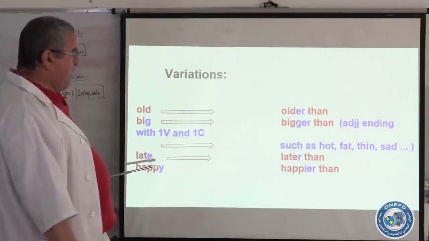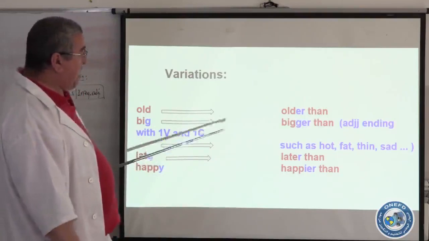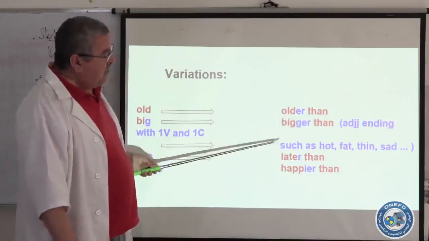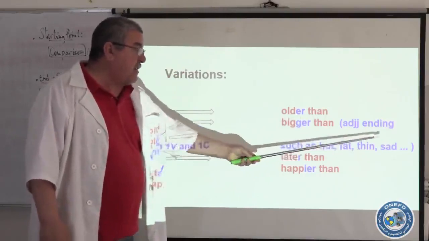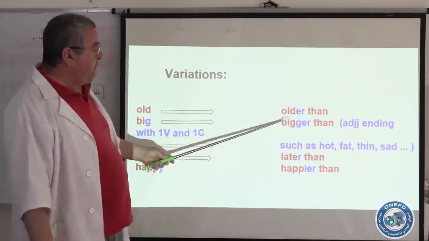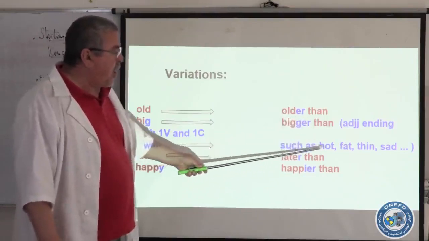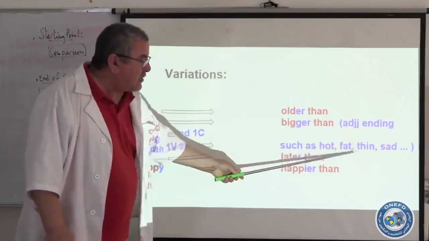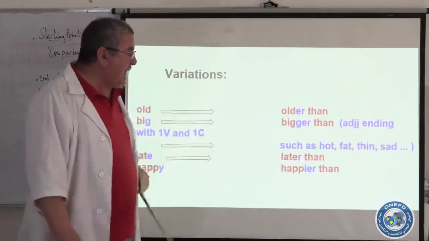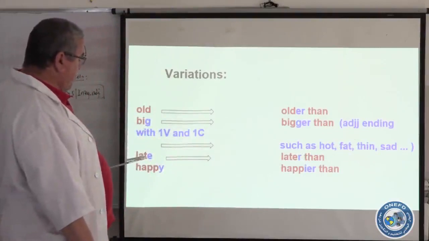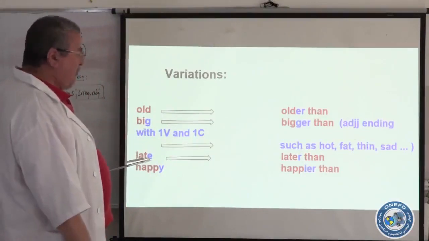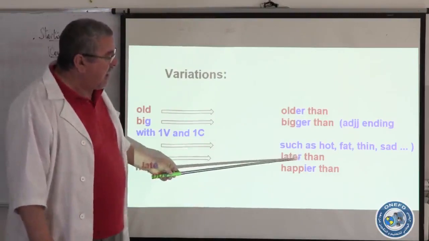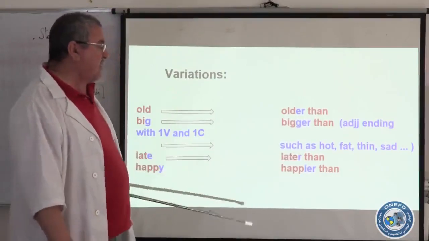So late now. There are other examples for adjectives where we must double the letter. We have hot, fat, thin, sad. So we are going to say big, bigger than, hot, hotter than, fat, fatter than. We always double the letter, the consonant. Thin, thinner than, sad, sadder than. As for late, which has the same ending with the E as large, you see there is an E here, we simply add R, later than.